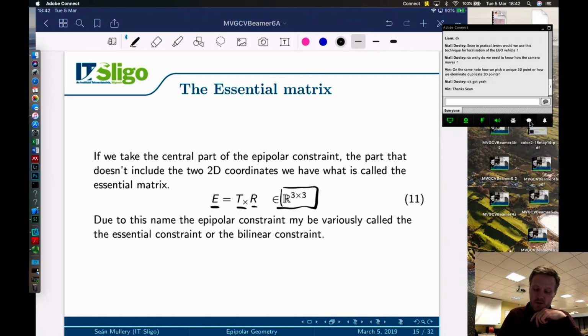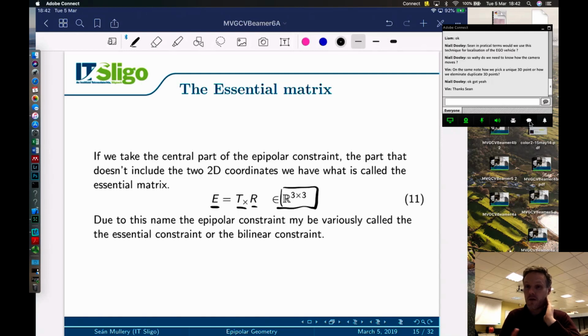Now, this is called the essential matrix, and many computer vision courses would first start with a thing called the fundamental matrix and would then move to the essential matrix. I'm going to do it the other way around, so you're not going to see the fundamental matrix till next week. I'm doing it basically in chronological order.